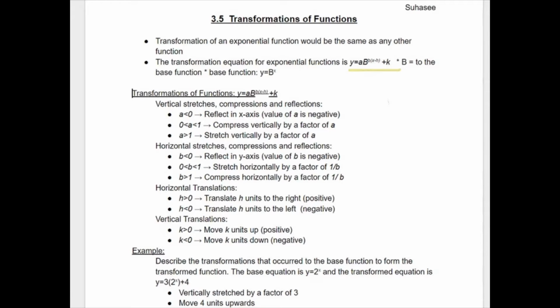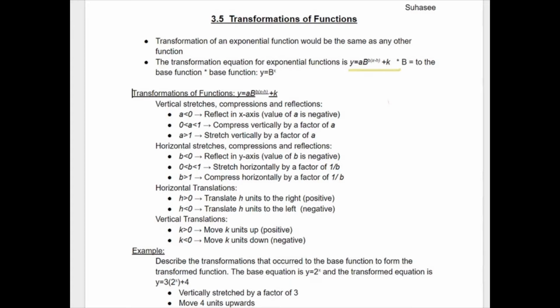I'm just going to go through the basic transformations, which are a, b, h, and k. If a is negative, it means it's reflected in the x-axis. If a is between 0 and 1, it's compressed. And if a is greater than 1, that means it's stretched, all by a factor of a. And if b is negative, it represents that it's reflected in the y-axis. If it's between 0 and 1, it means it's stretched. And if it's greater than 1, that means it's compressed horizontally, both by a factor of 1 over b.